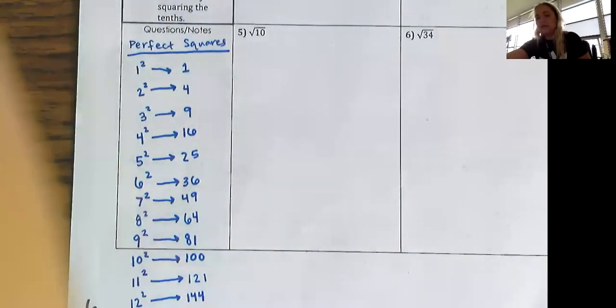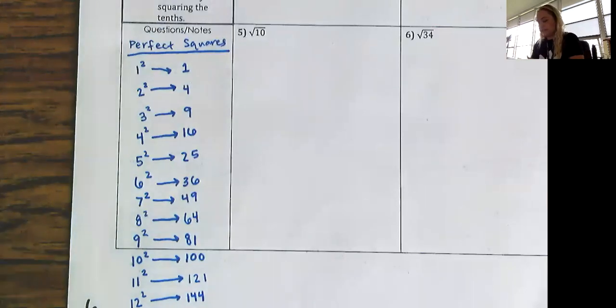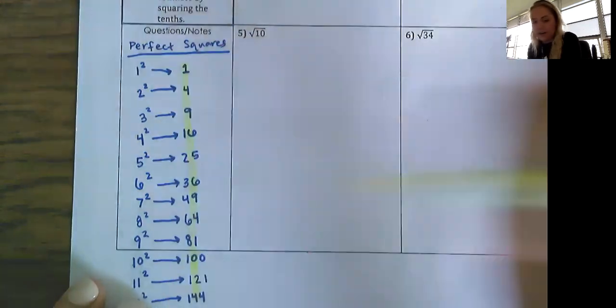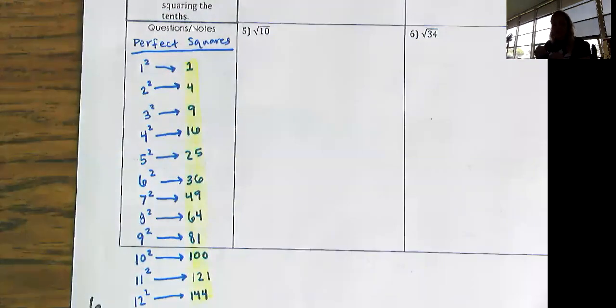I feel like it's gonna fade when I do this. I'm just gonna take my highlighter across those. These are all of our perfect squares. So these are the numbers that I was talking about when I said, what two perfect squares does it fall between?